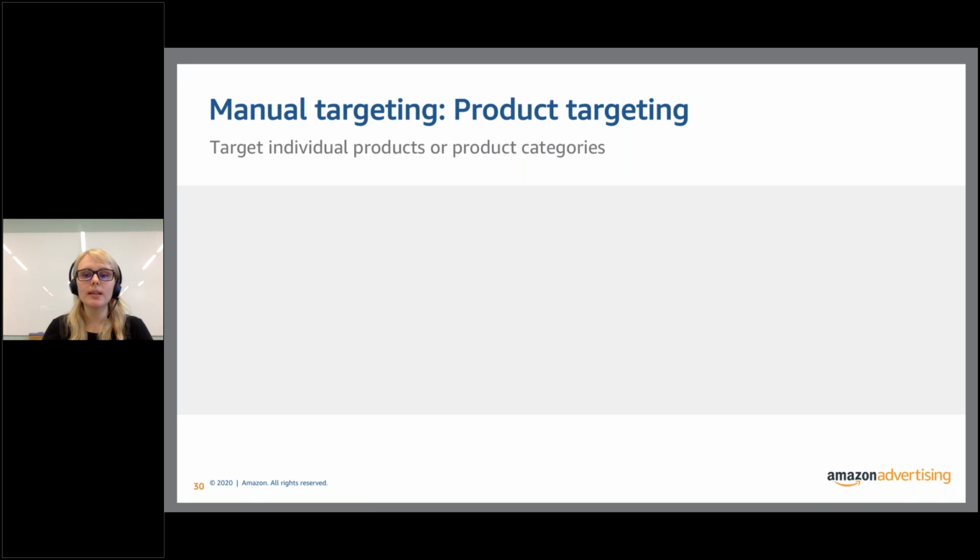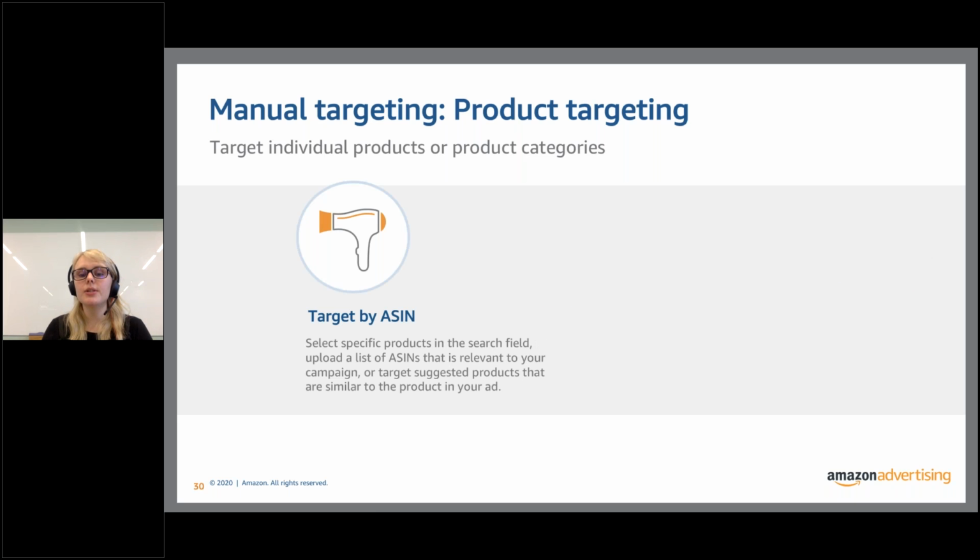And so let's take a quick look at product targeting. This is the other option for a manual targeting campaign. With product targeting, you can target by ASIN to allow your ad to be shown to customers browsing specific products. So in this case, when selecting your target, you'll be able to search for specific ASINs in the search field, upload a list of ASINs that's relevant to your campaign, or target suggested products by the system that are similar to the product in your ad.